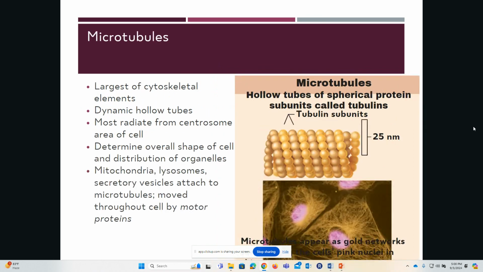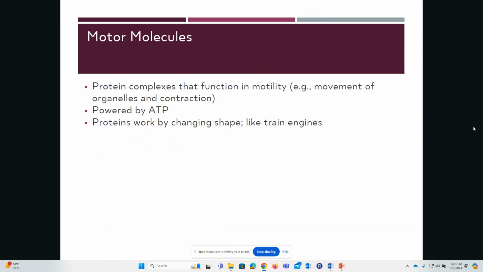And then microtubules, which are the largest of these cytoskeletal elements. They're really dynamic hollow tubes made up of repeating units of tubulin, and they help the cell determine its overall shape. They also help keep track of organelles like mitochondria and lysosomes and secretory vesicles. And these types of organelles attach to microtubules, and they can actually be moved throughout the cell by motor proteins like kinesin or dynein. Microtubules are even a part of major functions like mitosis or cell division. And when they function in cell division, they're called spindle fibers.